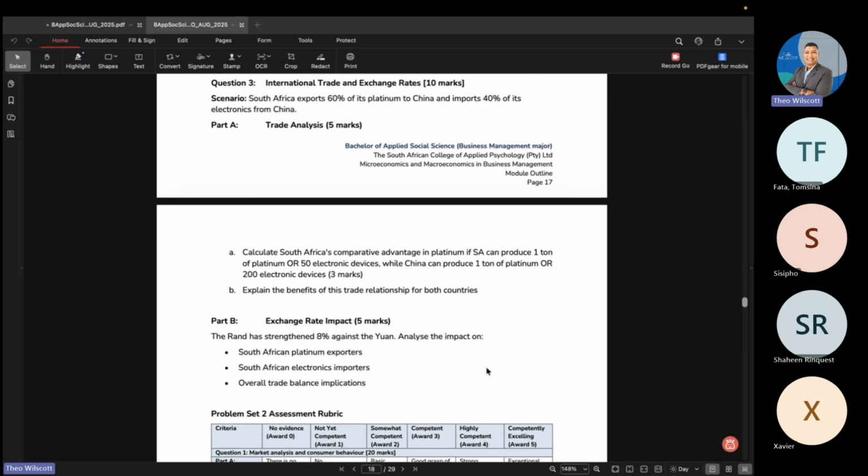So if we pay China in rands and they pay us in rands and we pay them in yuan, or it's the other way around, how does an 8% rand improvement against the yuan impact platinum exporters, electronic importers, and what happens to the overall trade balance? Because that means that possibly 1 ton of platinum would be 8% higher in price, and the 200 electronic devices that we can get for every 1 ton of platinum might become 202 or 204, 205 electronic devices. All right, so I'll leave that there.